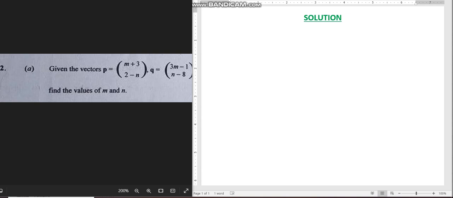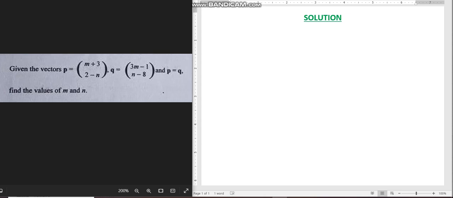The question says, given the vectors p equals the column vector (m + 3, 2 - n), q equals the column vector (3m - 1, n - 8), and p equals q, find the values of m and n.